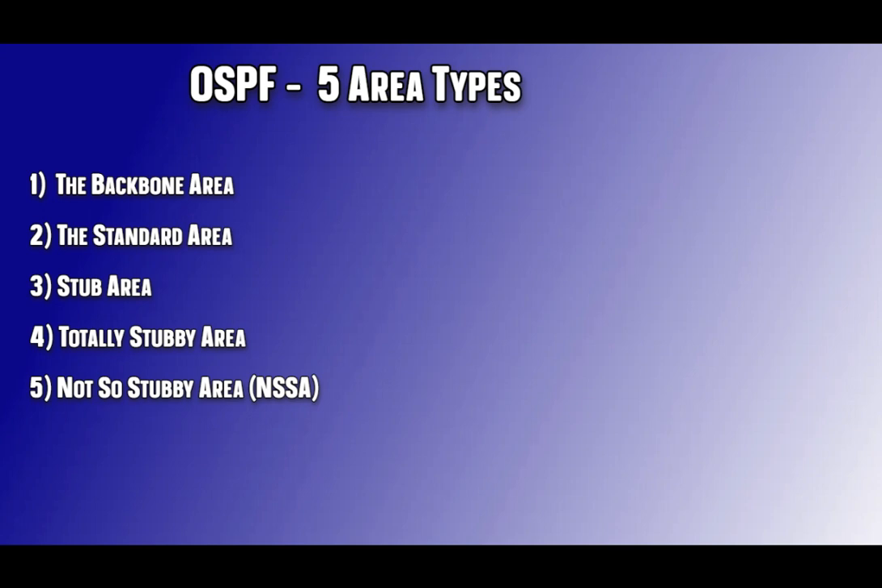5. Not so stubby area, sometimes called NSSA, is actually derived from the stub area. It means that in the case of a stub area, it also has the ability to send external routes to other areas. This area supports the 1, 2, 3, and 7 type LSAs.